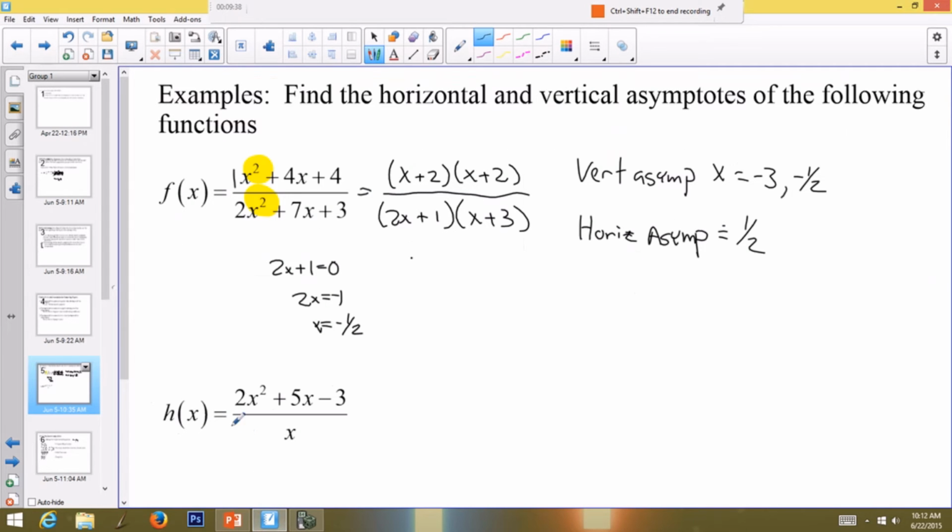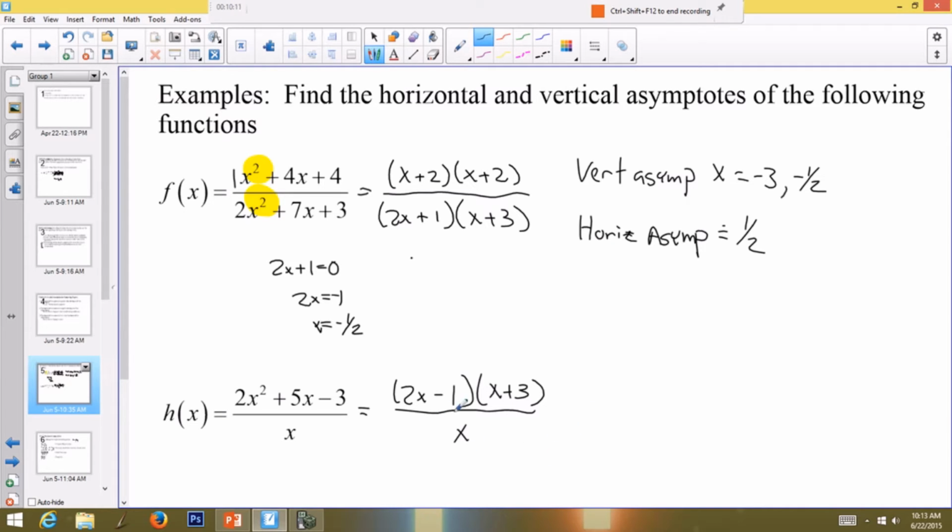All right, let's look at this next one. So I look at this one, and again, I'm going to try and factor. And this one on the top, I'm going to get 2x, and I think we're going to do minus 1 here. 2x minus 1, and then x plus 3. 2x times 3 gives me 6x, and then negative 1 times x gives me negative 1x. That gives me my negative 5. And then the bottom does not factor.